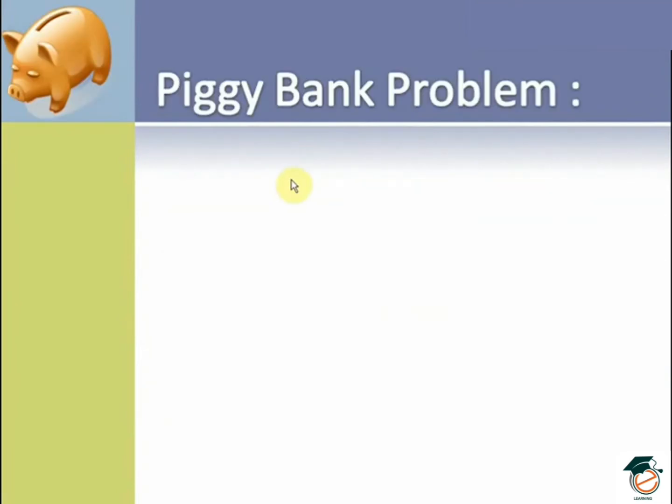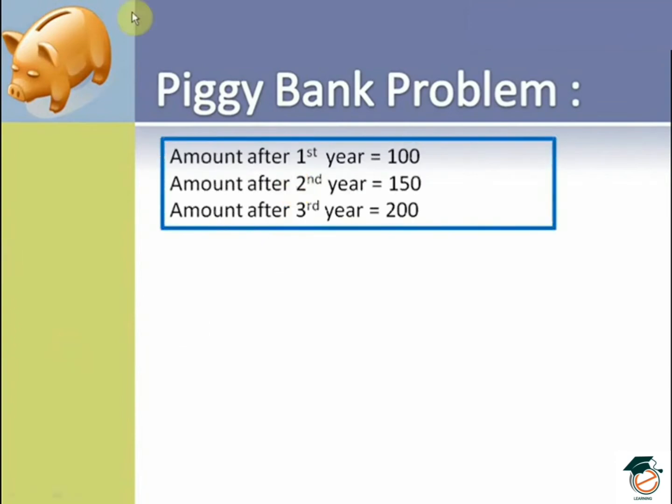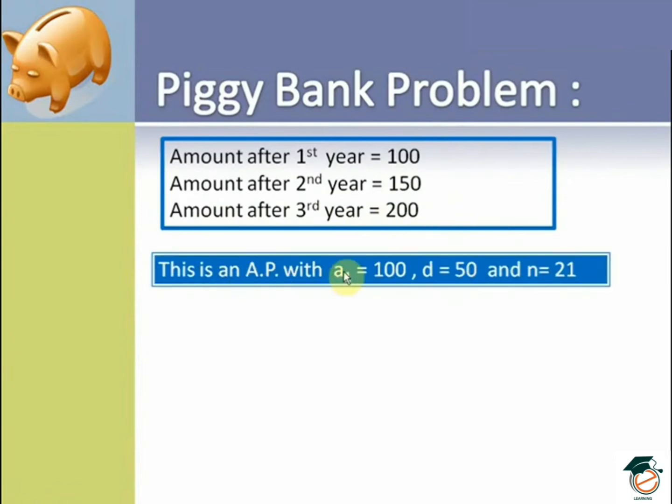Again, let's go back to the piggy bank problem. The amount after first year is equal to 100, amount after second year is equal to 150, amount after third year is equal to 200. Now this forms an AP. And here we see that the first term is equal to 100, d is equal to 50, and n is equal to 21 because we have to find the sum after 21 years. So n would be equal to 21.